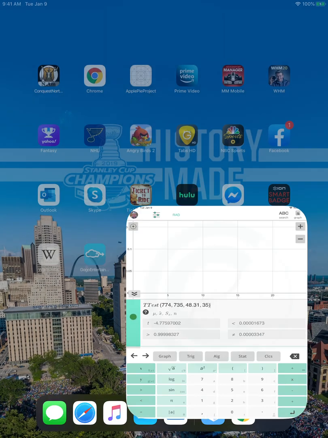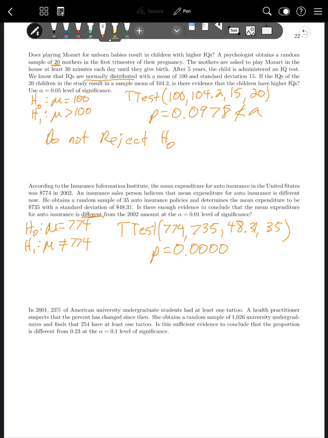Okay. Just checking to make sure I put the data in right. So that is less than alpha. So we would reject H naught, and we would say there is sufficient evidence to suggest that the mean auto insurance policy is different today than it was in 2002.